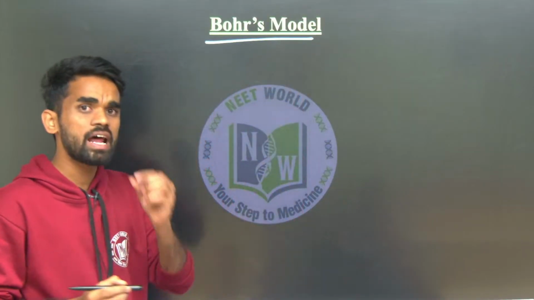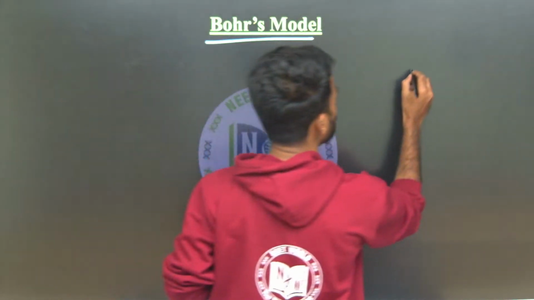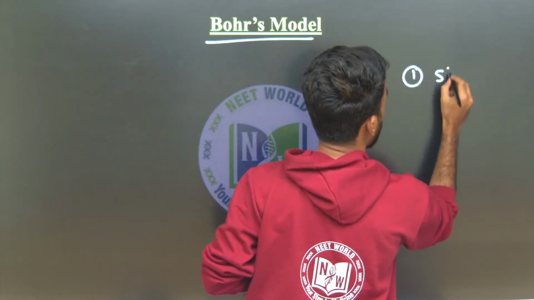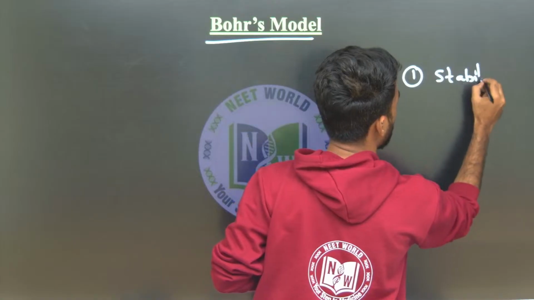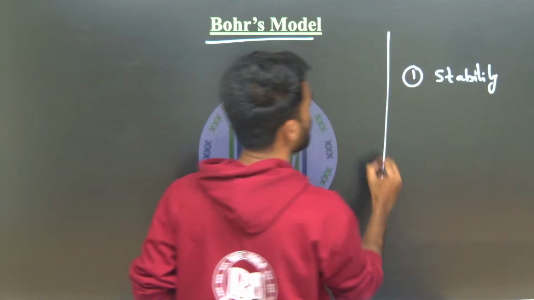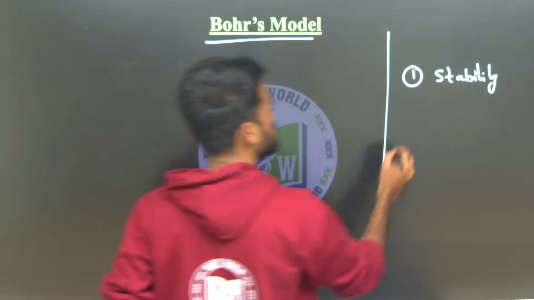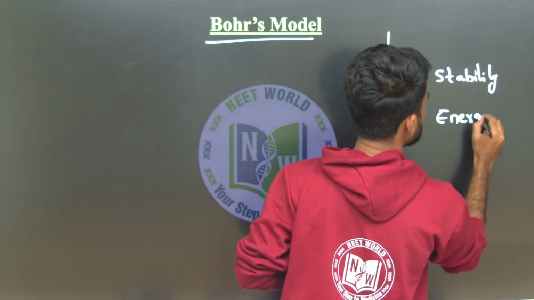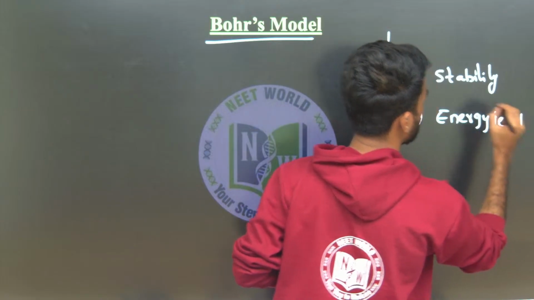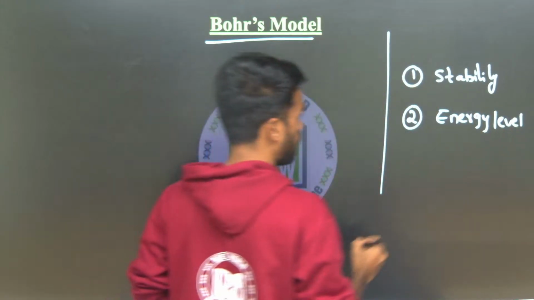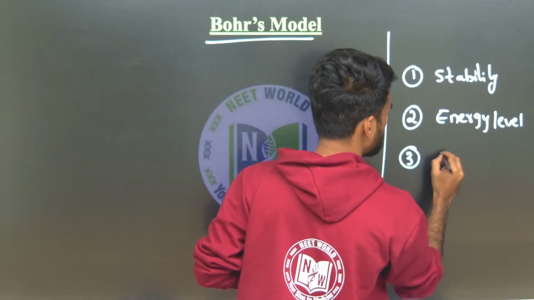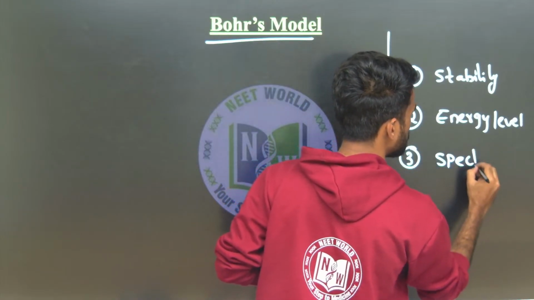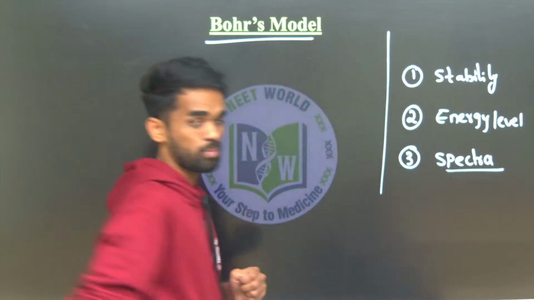We know there are some limitations in Rutherford's atomic model. What are the limitations? First, it is unable to explain the stability of the atom. These are the drawbacks of Rutherford's atomic model. It does not explain energy levels, energy levels were not explained in Rutherford's atomic model. And the next one is that spectra are not explained. So these are the three main drawbacks.